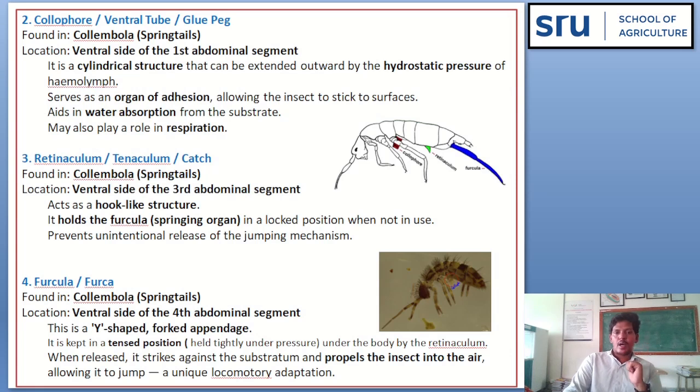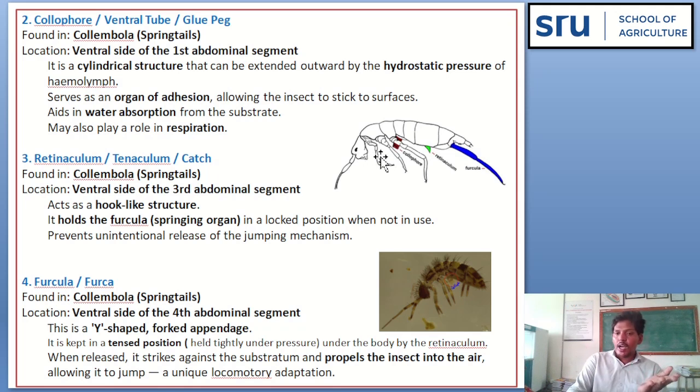So the next abdominal appendages are the colophore, retinaculum, and furcula. All these abdominal appendages are there in the Collembola, that is the springtail. See, what is the colophore? Colophore is also known as the ventral tube or glue peg. See here, this light brown or red colored structure is the colophore. It is there in Collembola, that is springtail insects.